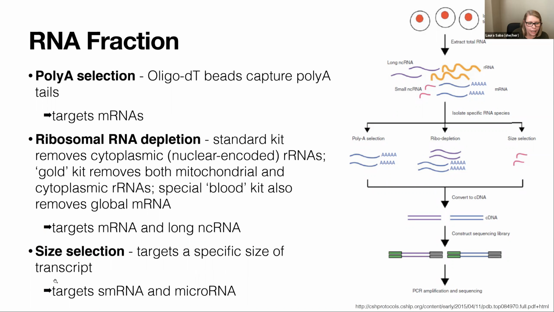And then finally, the other tool that we can use in combination with either one of these is a size selection. What a size selection does is say, I only want RNAs that are less than 30 base pairs. And that will enrich our RNA for small RNAs and microRNAs that we can then run throughout our study.